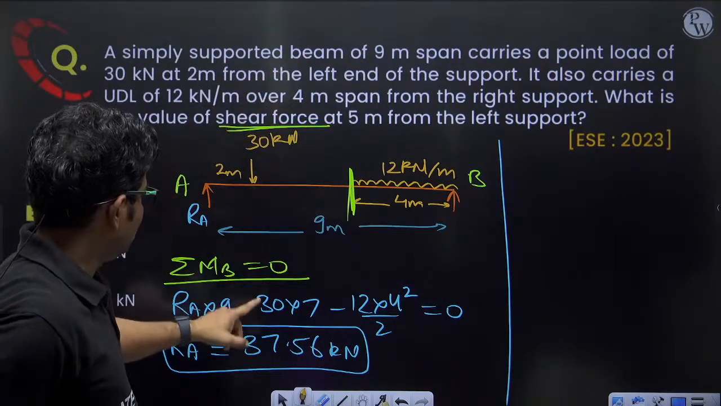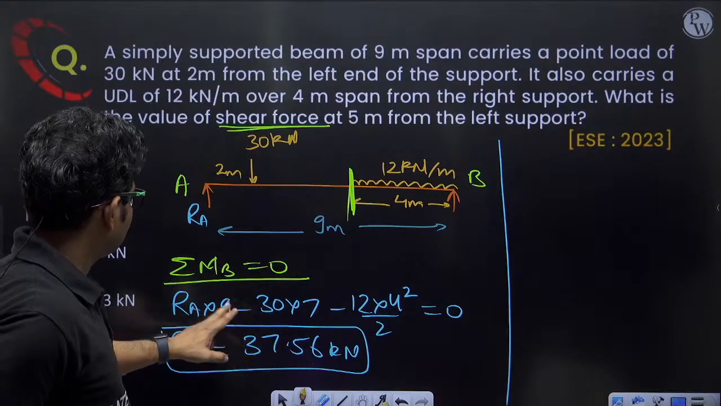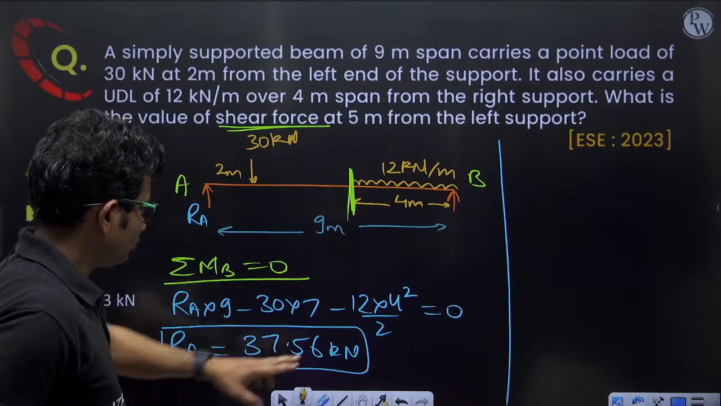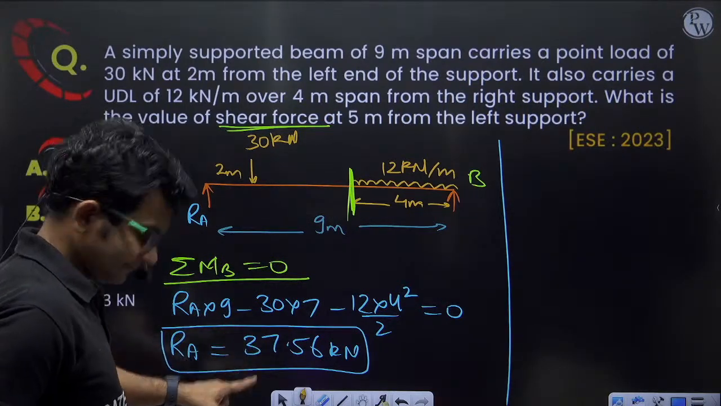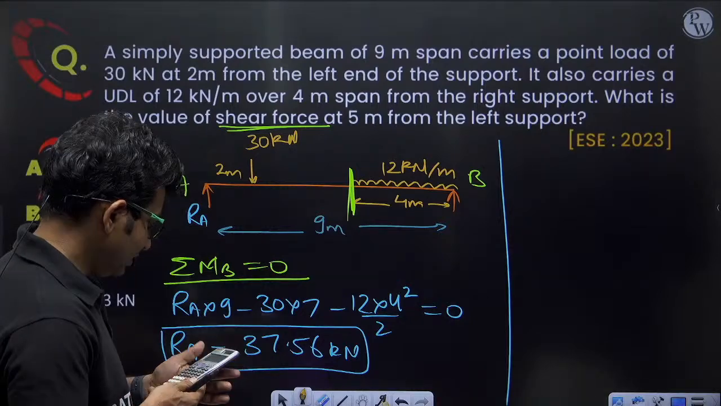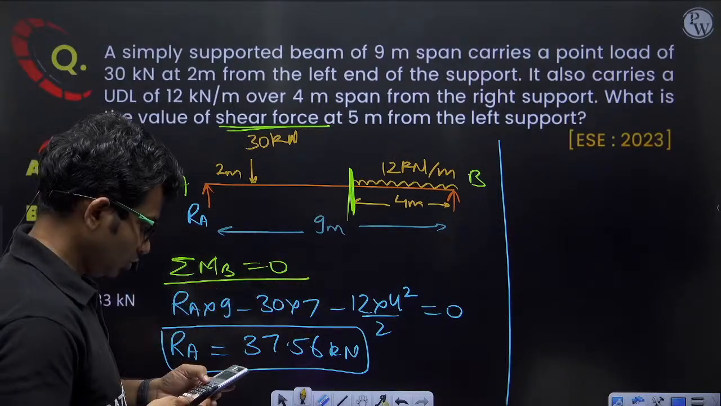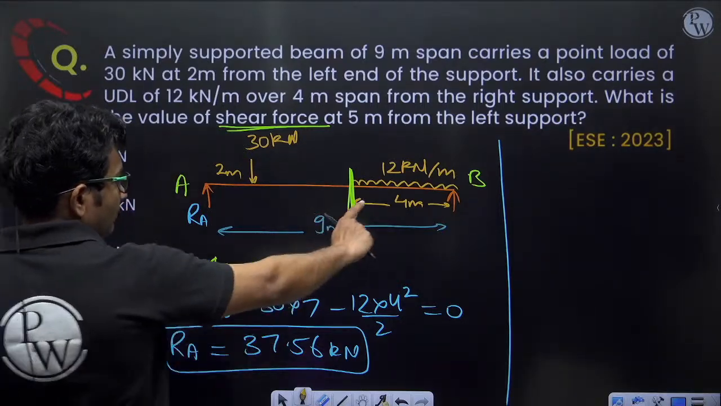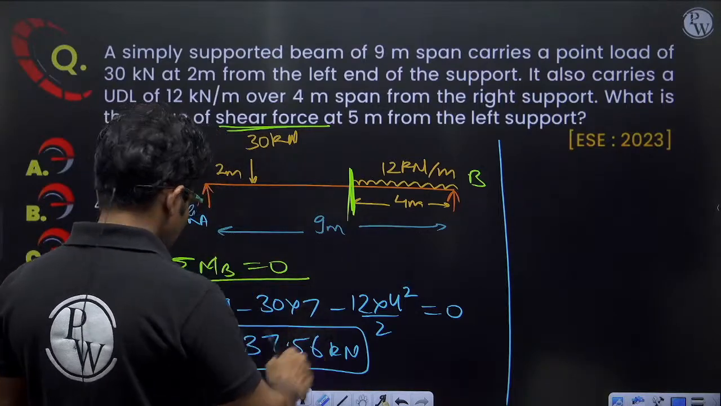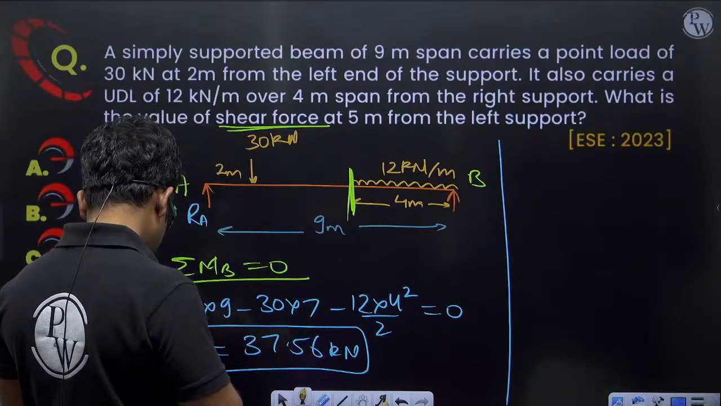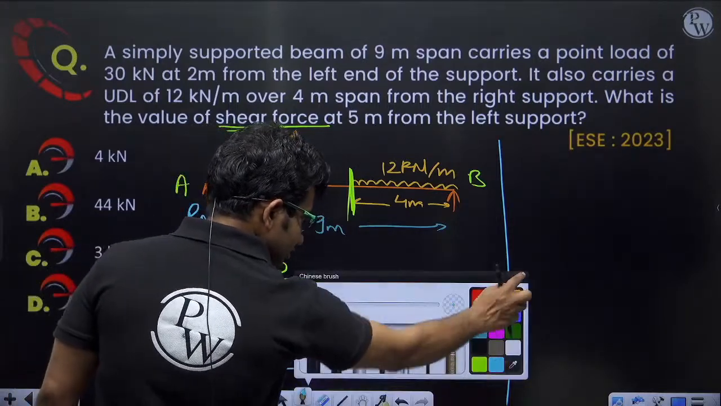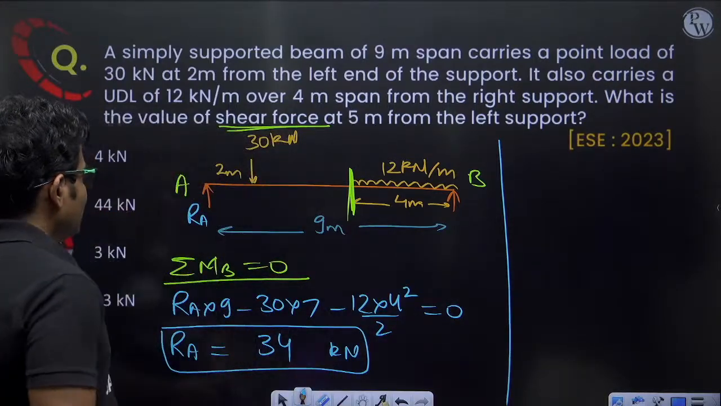RA into 9 minus 30 into 7 minus 12 into 4 square by 2. Okay, so 30 into 7 plus 12 into 4 4s are 16, 16 by 2. Divided by 9, 34. 34 is the answer. Calculation mistake, 34 kilonewton. Okay, so 34 kilonewton.